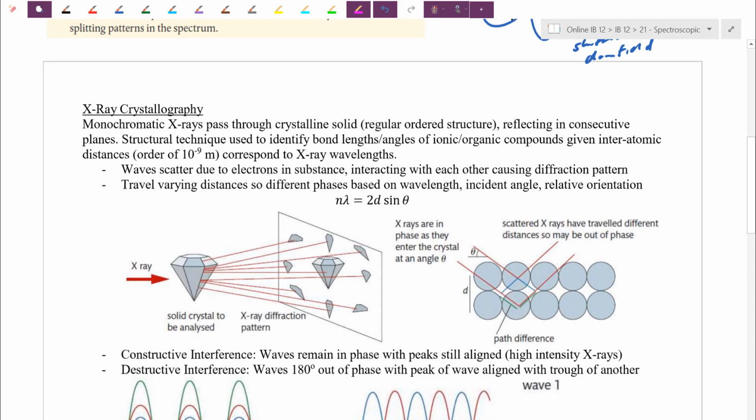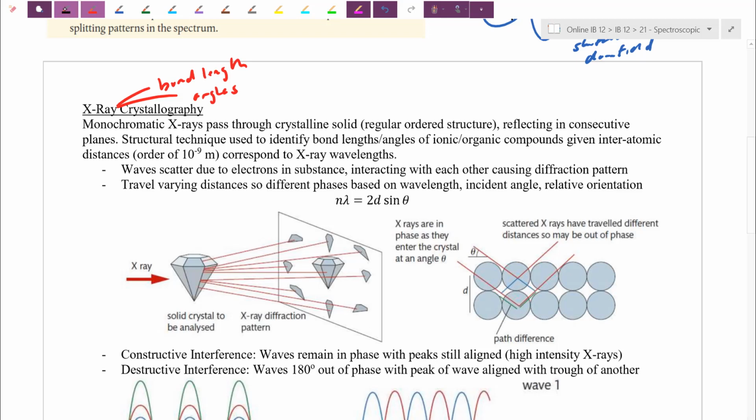They say for this section, you don't actually need to know how X-ray crystallography works. What you need to know is X-ray crystallography is used to identify bond lengths and bond angles. Usually it's multiple choice: which of these techniques can be used for those two? That's what you find. That's all you need.